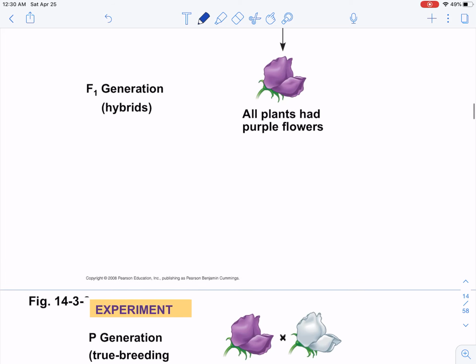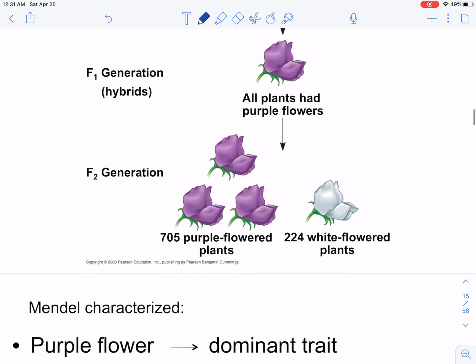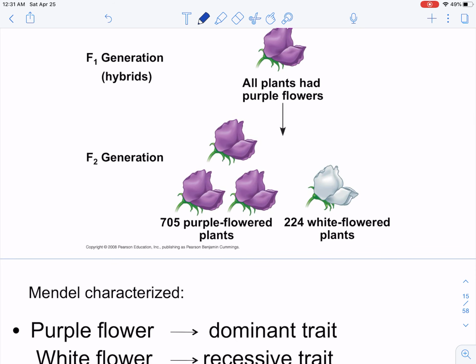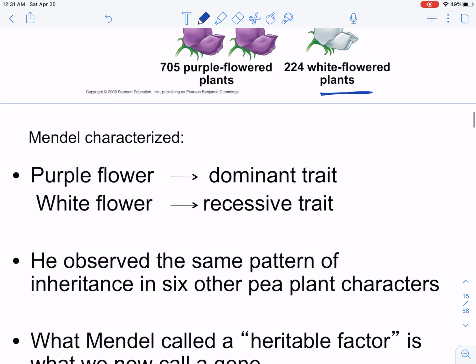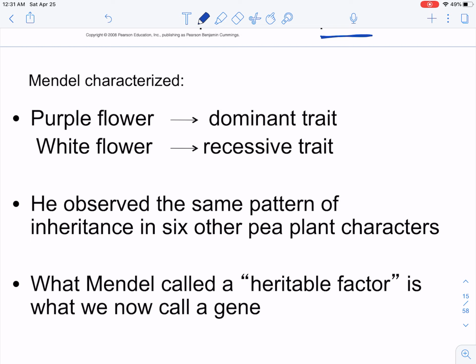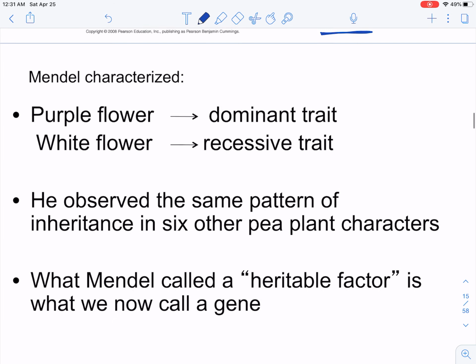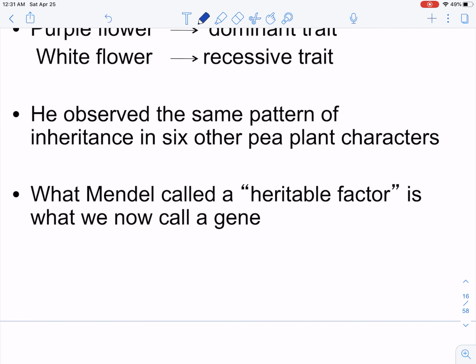In the F1 generation, all the plants had purple flowers. For F2, he was going to self-pollinate the F1 with itself, okay? And with the second generation, once that F1 was self-pollinated, we had mostly purple flowered plants, right? And then we had some white flowered plants, about a 3-to-1 ratio. So Mendel decided that the purple flower had to be a dominant trait, but the white flower was a recessive trait. He observed the same pattern of inheritance with 6 other pea plant characters.